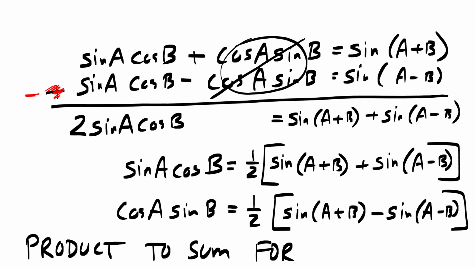So this is called the product of sum formulas. There are 4 in here. This is just the first 2. And this is based upon the sum or difference formula for sine. Are we good? Good.